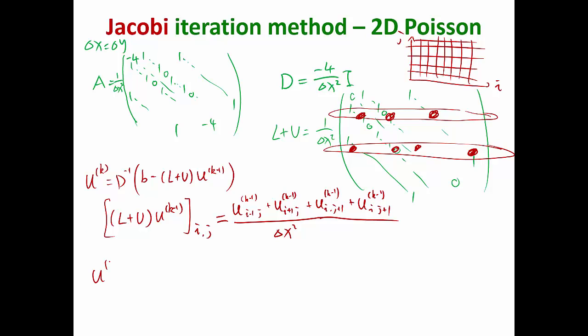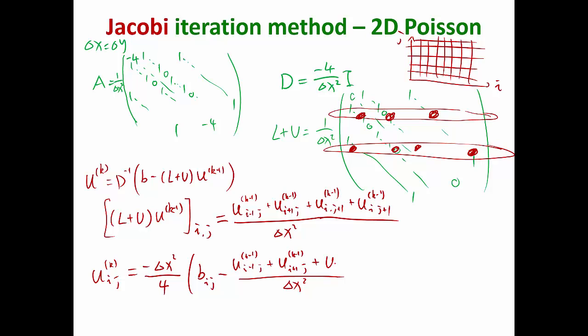And now we can write down u k, I, and j. It is equal to 1 over d k k, which is this thing. I'm just going to directly write it down. It's delta x squared over 4 and the minus sign times b at I and j minus this guy. Any questions?